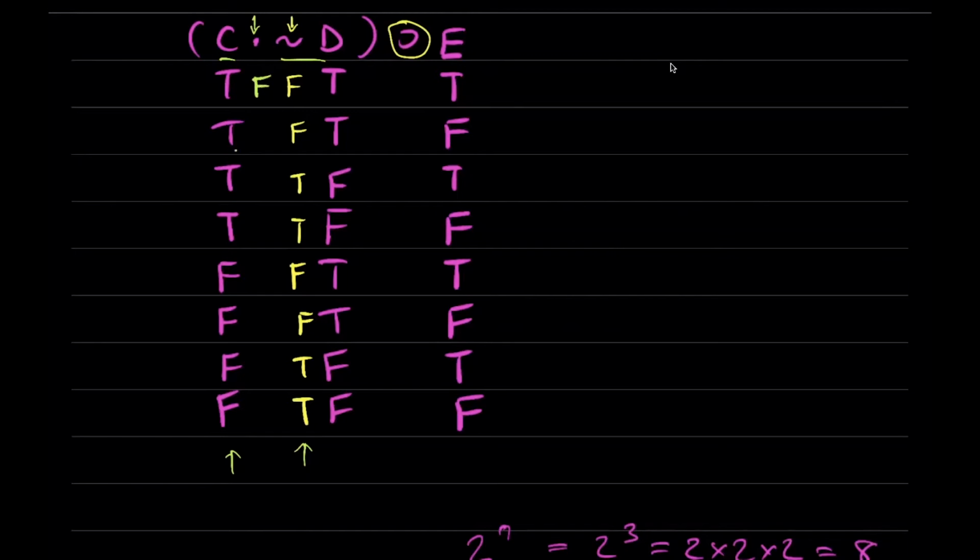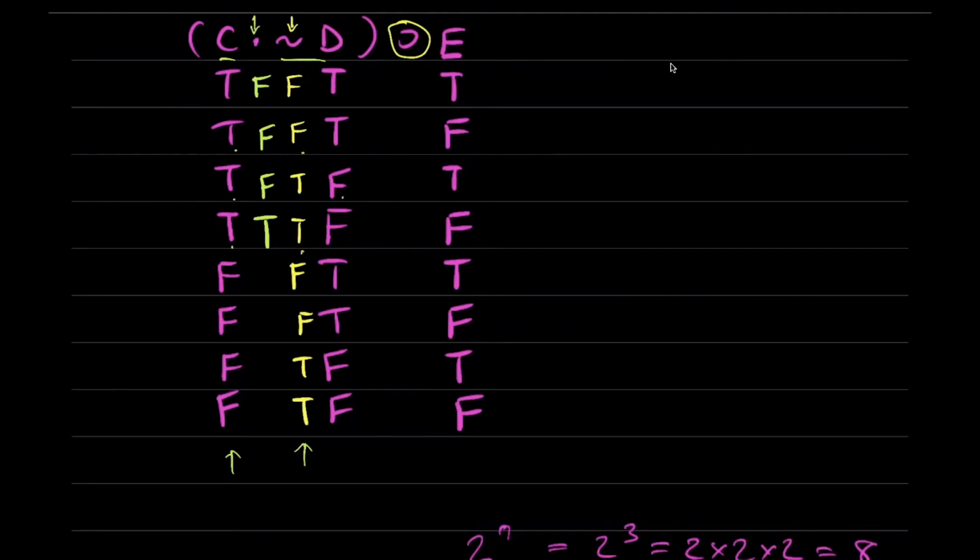Here we have a true and a false. They're not both true, so we end up with a false statement. Here we have true and false, so we end up with a false statement. Here we have true, and that's a case where C and not D are both true, so we end up with a true statement. I think you can see that from that row right there.